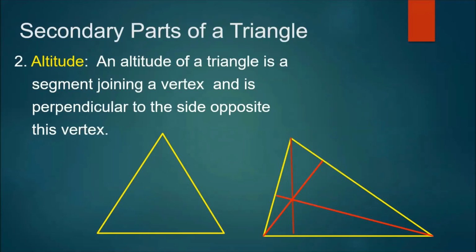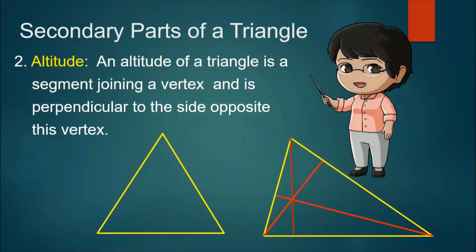Altitude. An altitude of a triangle is a segment joining a vertex and is perpendicular to the side opposite this vertex. And we can also draw 3 altitudes within a triangle. And these altitudes are also concurrent lines.